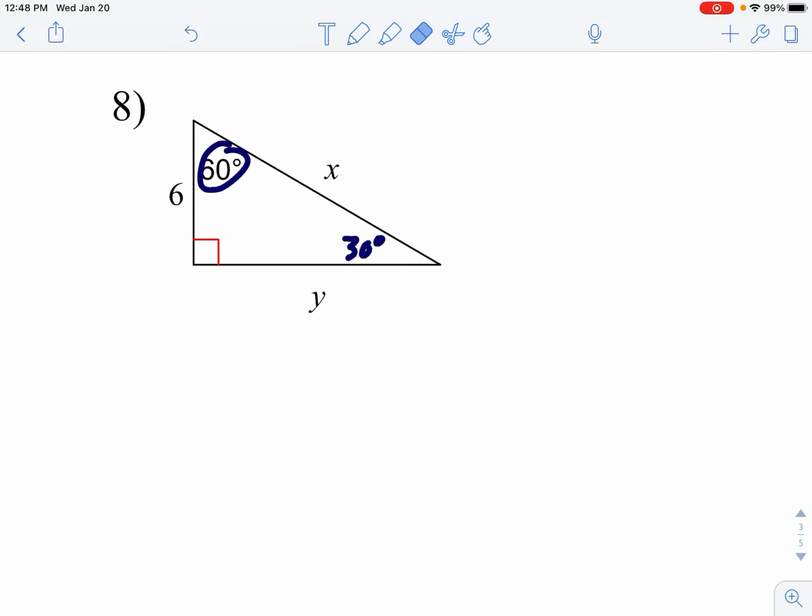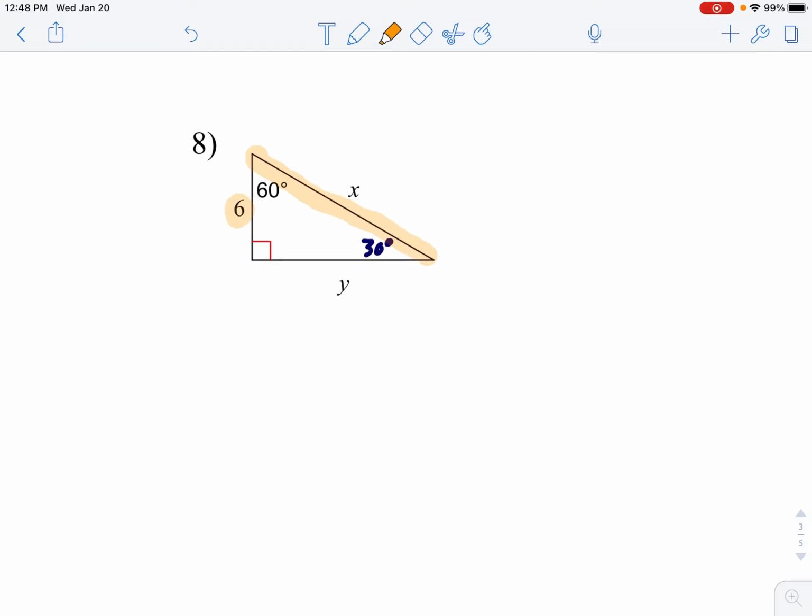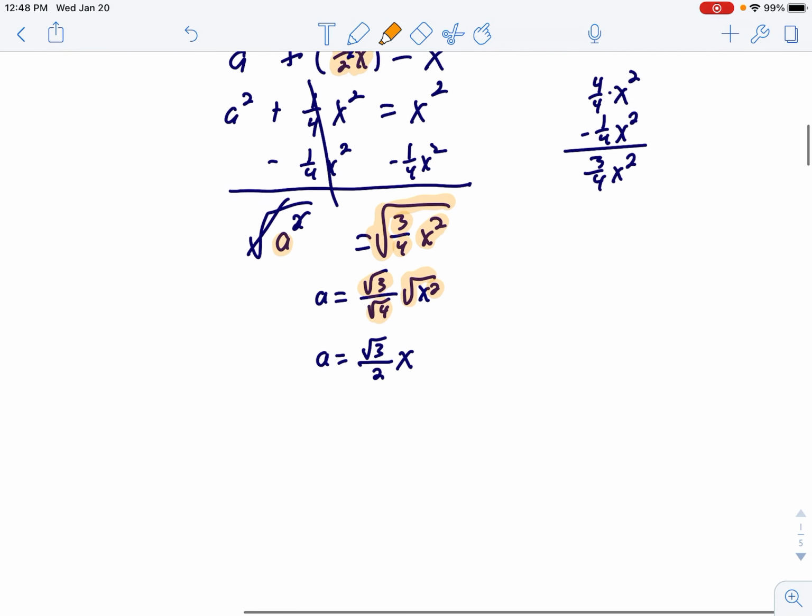You don't necessarily have to write that in, but you can. We're given the shorter leg. The shorter leg is across from the smaller angle. The longer leg is across from the bigger angle. And then we have this relationship in the pattern up there that the hypotenuse is always twice as big as the shorter leg. Here, let me go back up and double check.